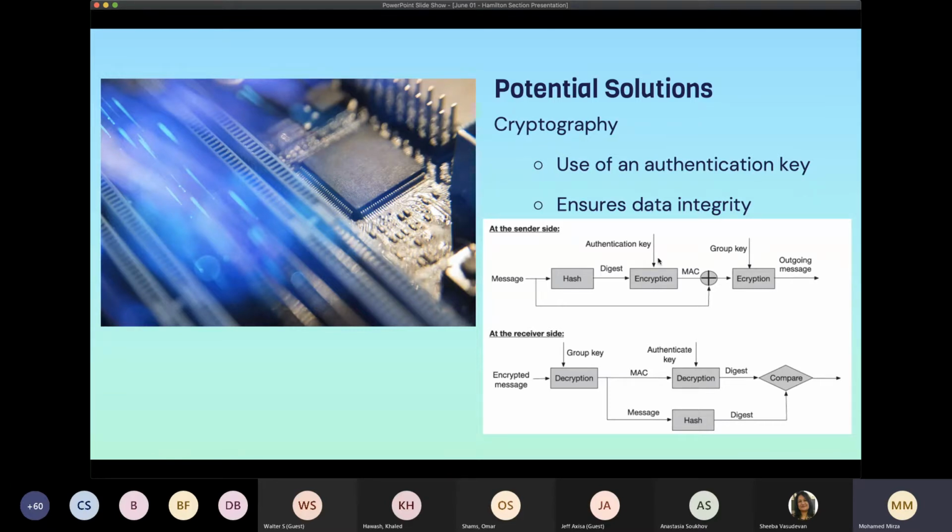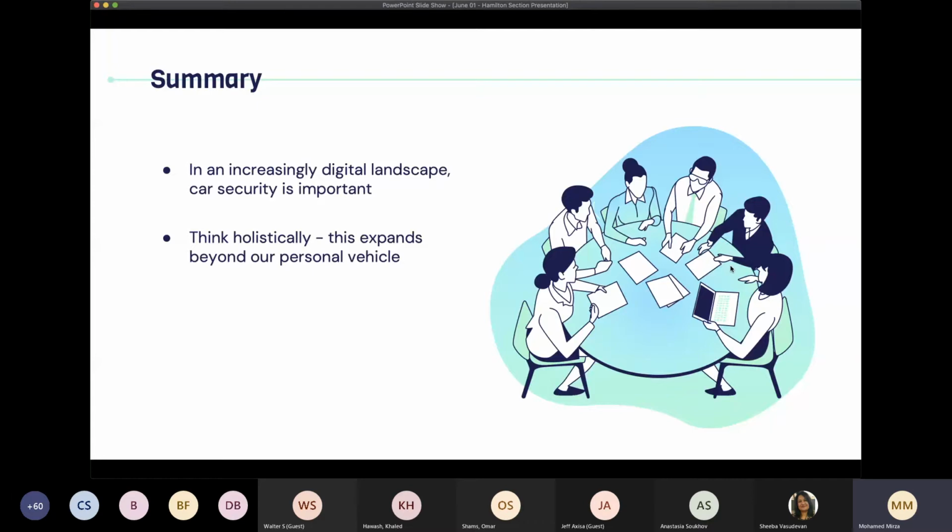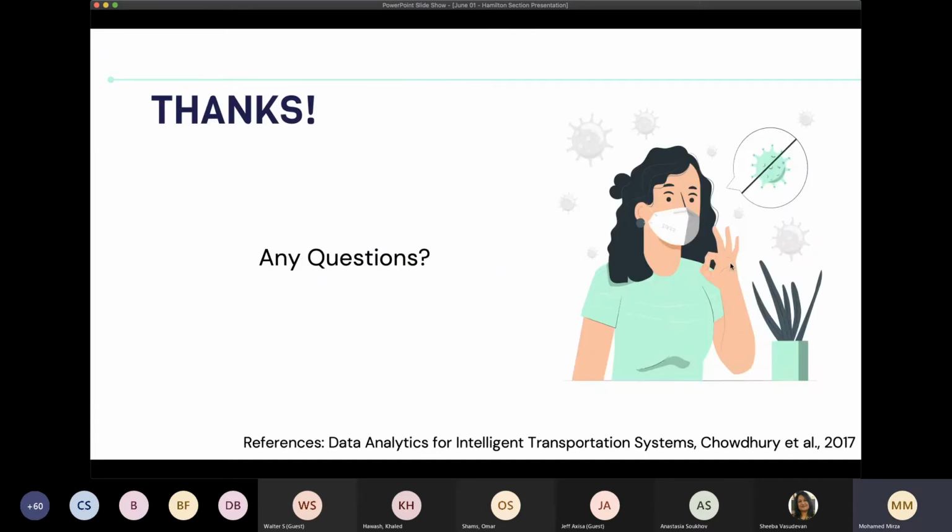So this table pretty much shows the whole process of authentication that would take place just to protect the internal bus network. And in summary, the Cliffs notes are: we need to think holistically beyond the vehicle we have parked in our parking lot and into the entire road network and all of society. And with that, I'd like to thank you for your time.